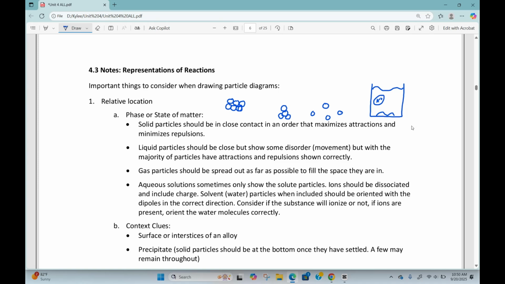If they ask us to draw water particles and the ions interacting with water particles, we should make sure that they're oriented the correct way. If I have a positive ion, it's going to want to orient towards the negative end of my polar water molecule, and sometimes they even have us draw those intermolecular force dashed lines.